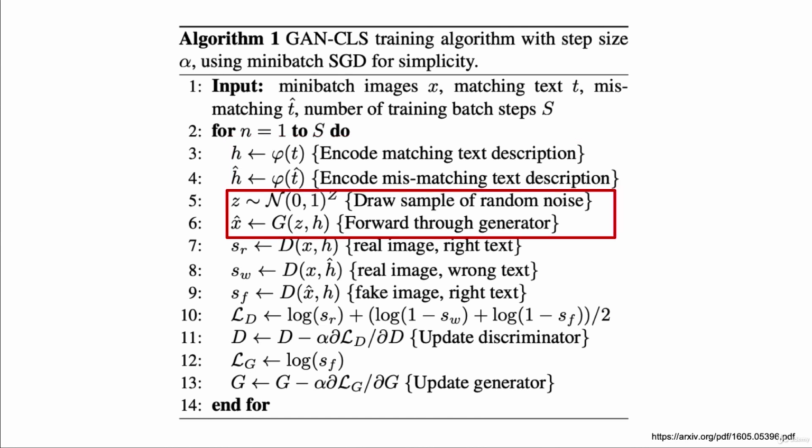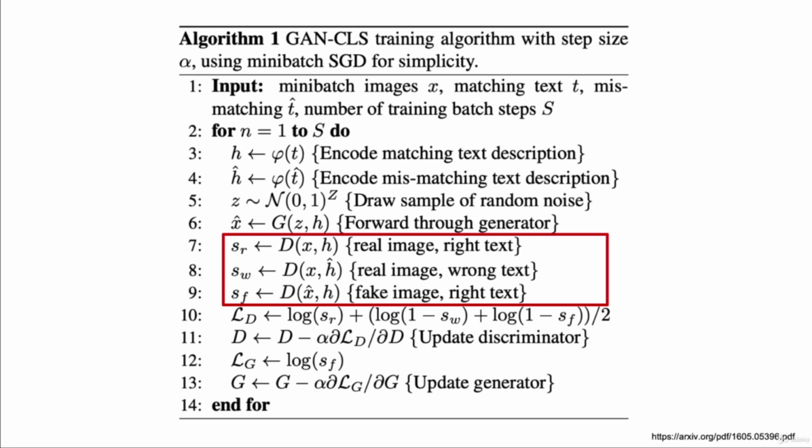After that, we sample the noise from the normal distribution and make a forward pass through the generator of this noise and the matching text description. After that, we have three situations. We can obtain a real image with correct text, a real image with wrong text, and a fake image with right text. Note that we can't obtain a fake image with wrong text because we don't know what is wrong or right.